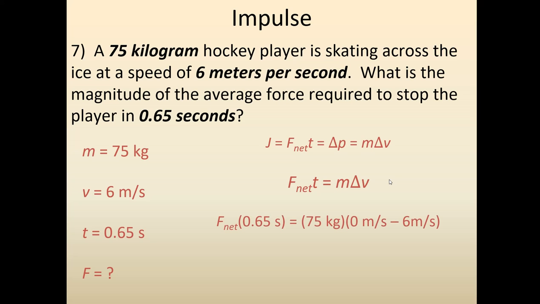So we plug the numbers in, we plug in the time, we plug in the mass and 0 minus 6. Because remember, delta V is a change in velocity. We're going from 6 meters per second to 0, so it's final minus initial. And I get 692 newtons. Now notice my equation, I should have gotten a negative 692. But because they ask for the magnitude, I can actually drop the negative.